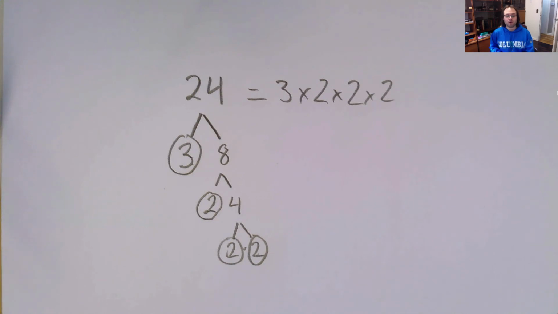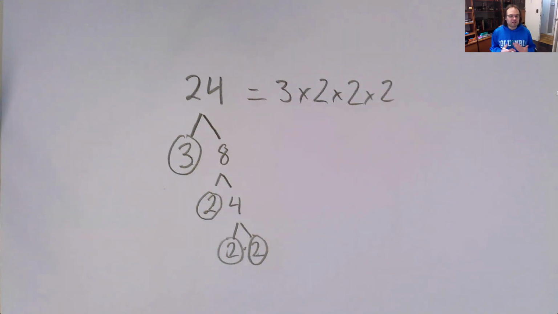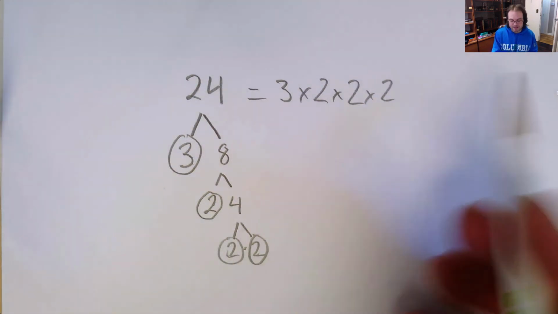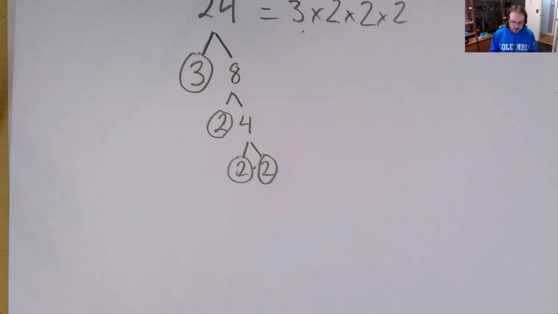That's equal to 24. It doesn't matter the order I write these prime factors, because if we change the order of multiplication, it's the same thing. 3 times 2 is the same as 2 times 3. But normally we do write them in ascending order, so it would be 2s first, then 3, smaller numbers, then bigger numbers. Let's try another one.